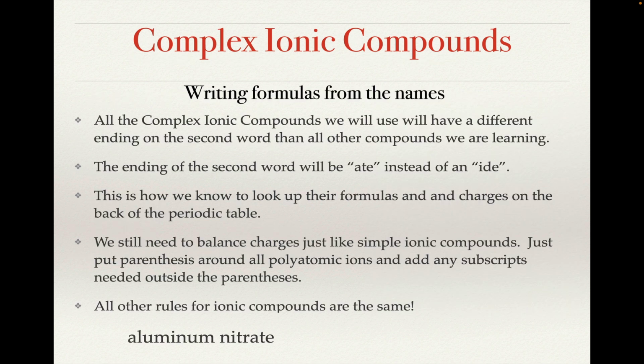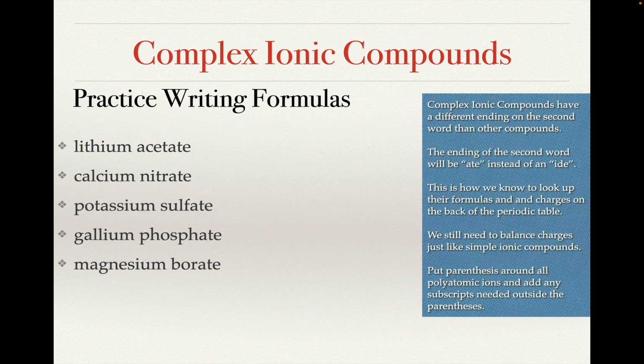The little bit harder is going the other direction, okay? So if we have aluminum nitrate, how do I write that formula? We do all the exact same things, but one thing that's going to help us is that second word will end in ATE, so we know it's a polyatomic ion, okay? So in that case, we just look up when we see the ATE endings, nitrate, we look it up and say, oh, nitrate is NO3. So we have aluminum, it has a 3+ charge. Nitrate has a 1- charge, so we would put our parentheses around the nitrate, and because this is a 3+, this is the 1-, it would take 3 of those to do it, okay?